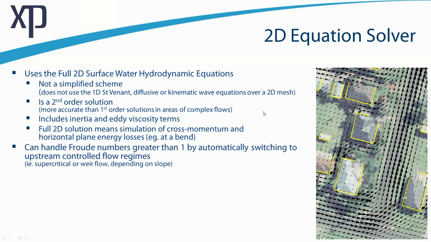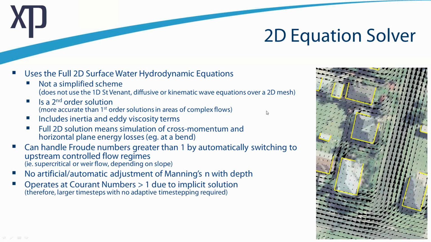Importantly, it can handle Froude numbers greater than 1 by automatically switching to upstream control flow regimes, and these are supercritical or weir flow, depending on the slope of the terrain. There is no artificial adjustment of Manning's n with depth for stability reasons or other reasons, but you can vary your Manning's n with depth should you choose, such as for direct rainfall models.